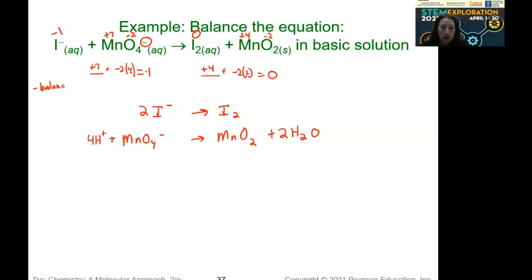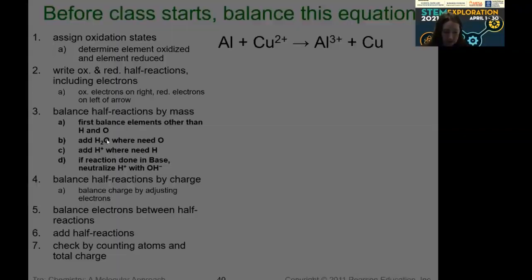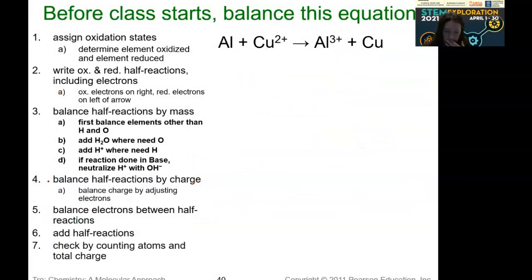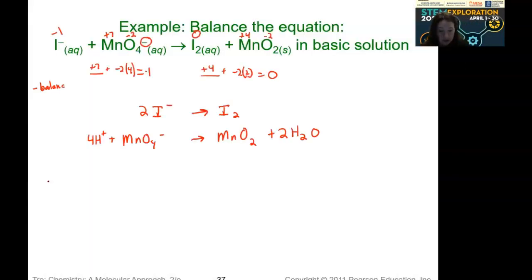Okay, so right now I'm going to leave this one an acidic solution, and I'm going to show you how to do it in basic solution in just a second. Our next step, we have to balance the charges. So if we look here, this side's a -2. Let me just get rid of these so they're not confusing. This side's a 0, right? So we can only balance with electrons. That's 2 electrons.